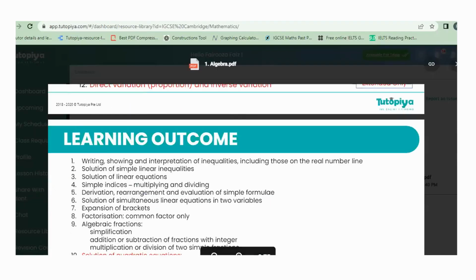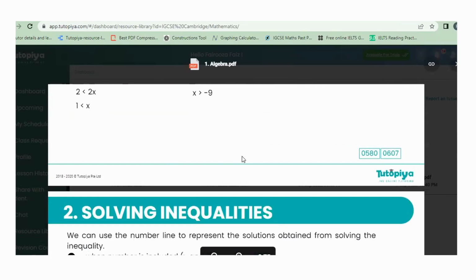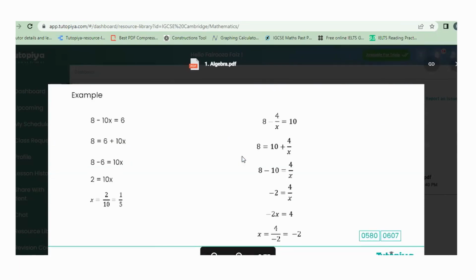We are going to do expansion and factorization on algebra. These are the resources we have in our Tutopiya. Let me move on to expansion here.